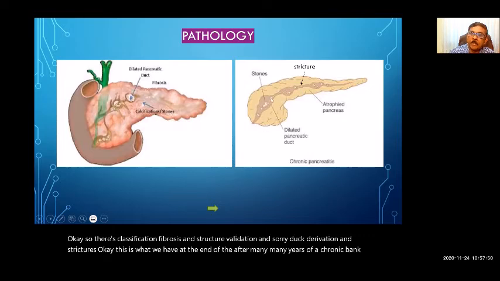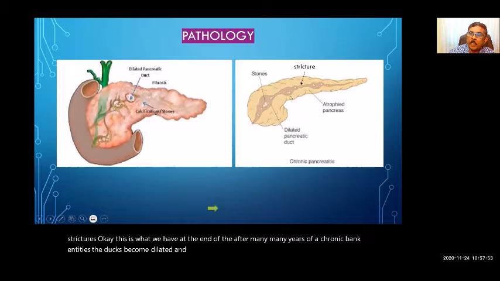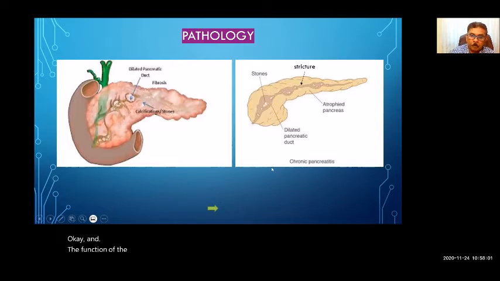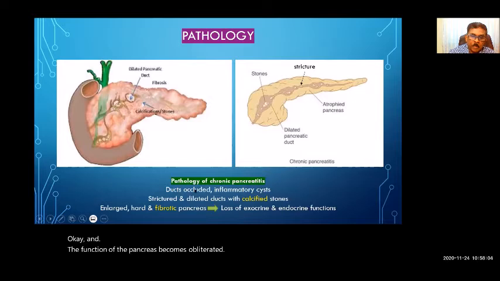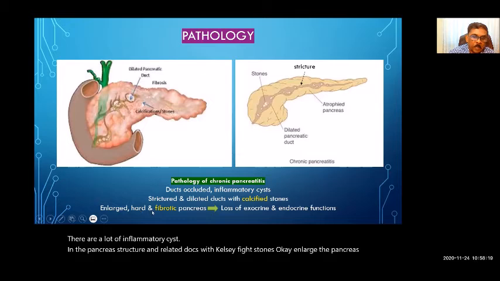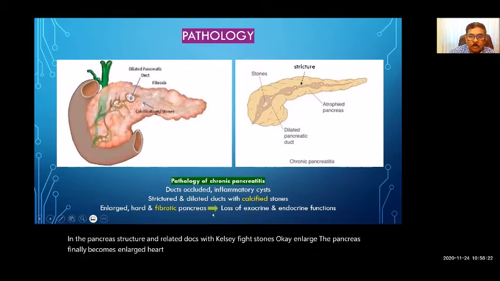The ducts become dilated and strictured. The pancreas becomes atrophied, and the function of the pancreas becomes obliterated. As a result, the ducts become occluded. There are a lot of inflammatory cysts in the pancreas, strictured and dilated ducts with calcified stones. The pancreas finally becomes enlarged, hard, fibrotic, with loss of exocrine and endocrine functions.